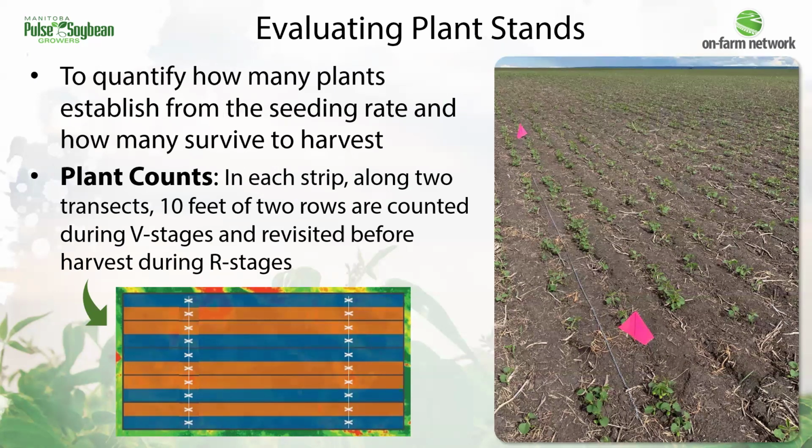In seeding rate trials, we count a lot of plants. In each treatment strip, we count 10 feet of 2 rows at 2 different spots. The first plant count is during the early V stages, once all of the plants have emerged and it's been flagged. So we can revisit the same spot closer to harvest and take a second plant count.